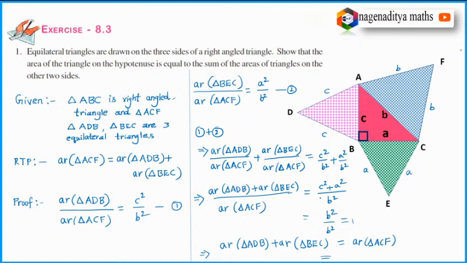But here is a very crucial step. We know that ABC is a right angle triangle. By Pythagoras theorem, the hypotenuse square is equal to the sum of squares of the remaining two sides. So that means B square is equal to A square plus C square. Now I am going to replace A square plus C square by B square. So B square by B square cancels one time. So if I take area of triangle ACF to the right hand side, we get area of triangle ADB plus area of triangle BEC is equal to area of triangle ACF.